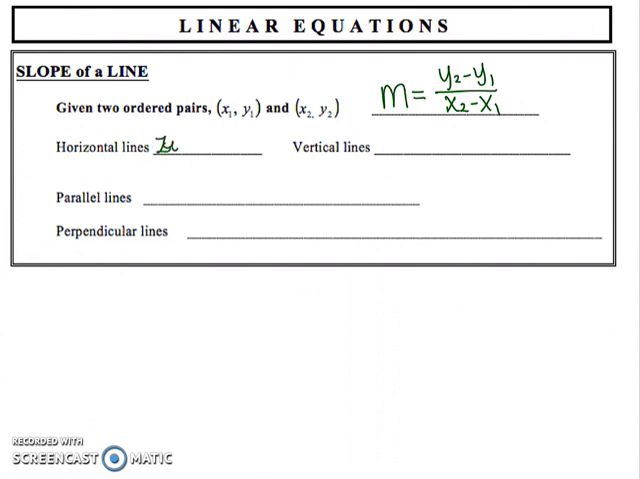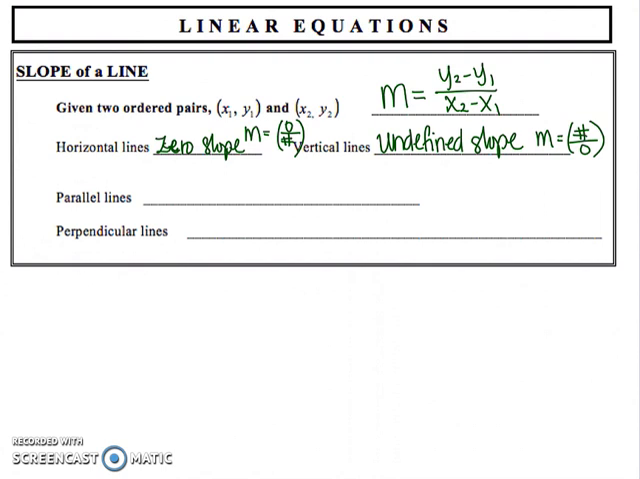Horizontal lines have a zero slope because when you calculate the slope, it ends up being 0 on top and a number on the bottom. Vertical lines have an undefined slope because when you calculate the slope, you end up with a number on top and 0 on the bottom. Parallel lines have the same slope. That's what makes them parallel. Two lines that never cross have to have the same slope.